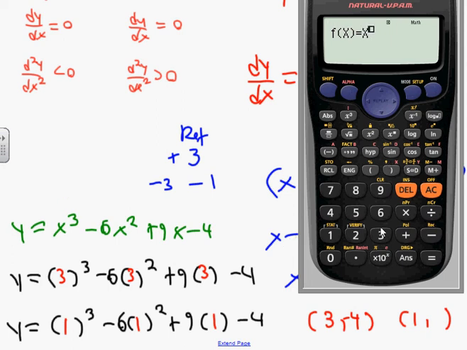X cubed minus 6x squared plus 9x minus 4. Okay? What? Is it plus 4? Yeah, I got plus 4. Sorry. That means I got to change my last answer to, is it, then we get plus 8? Yeah. Plus 8, right? Okay, I'll change that now.